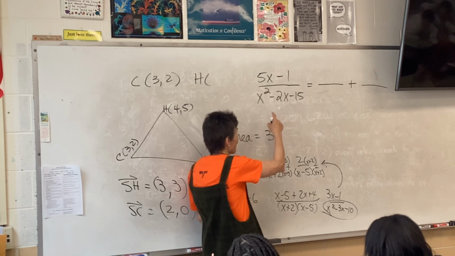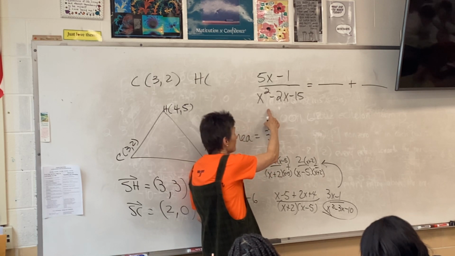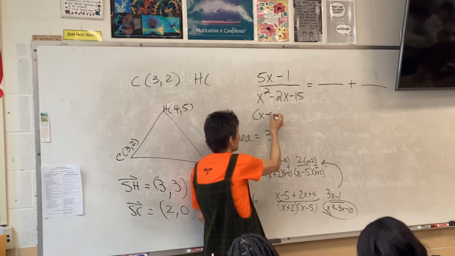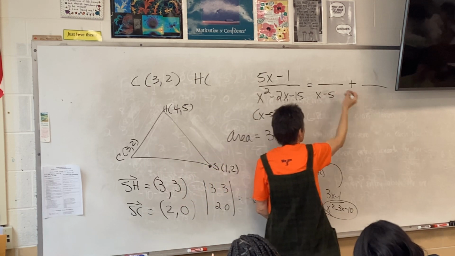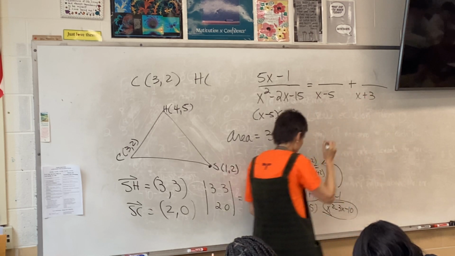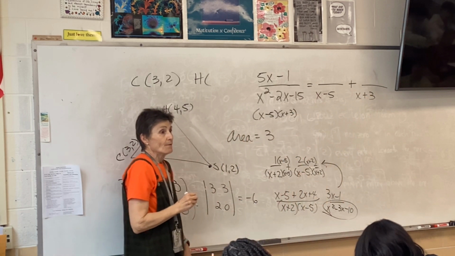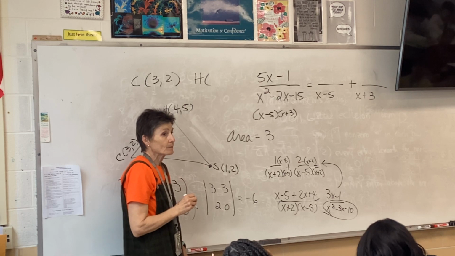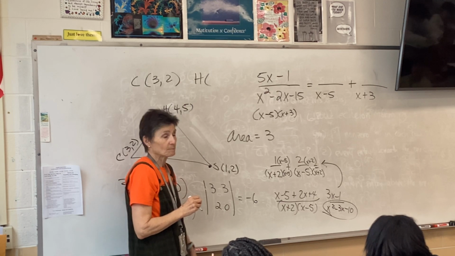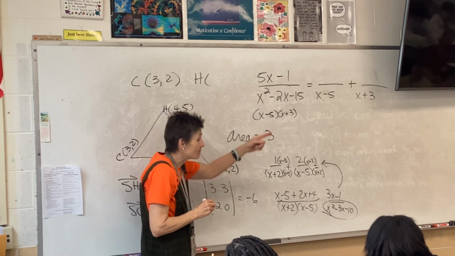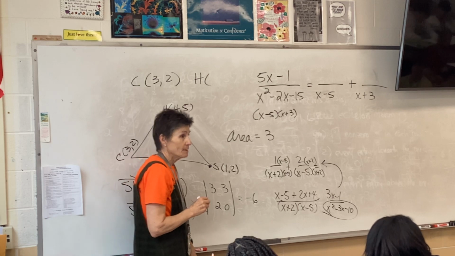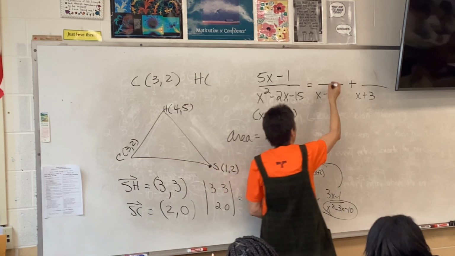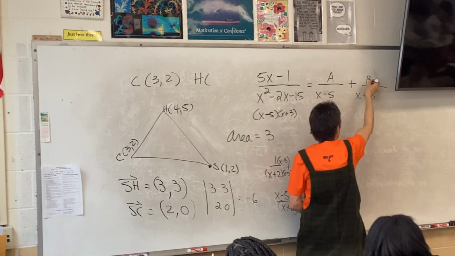So how about I factor that? x minus 5, x plus 3. So my denominators are x minus 5 and x plus 3. The order doesn't matter. Put one of them in the first fraction and one of them in the second fraction. You okay with that? Now, I have no idea what's going to go on top, so I'm just going to call it A and B.